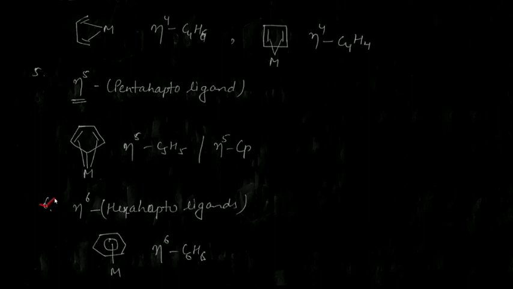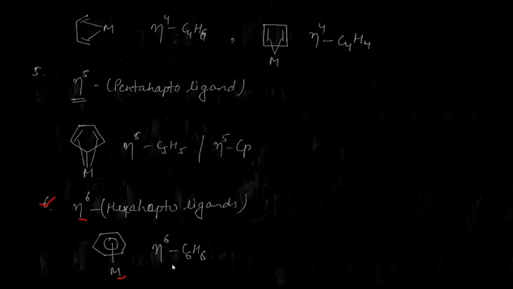Next is eta 6. Eta 6 is hexahapto ligands. A hexahapto ligand means a ligand in which 6 donor atoms are directly attached to the metal. For example, here we have taken the ligand benzene, and all 6 carbon atoms of this benzene are directly attached to the metal M. So this is eta 6 benzene or eta 6 C6H6.